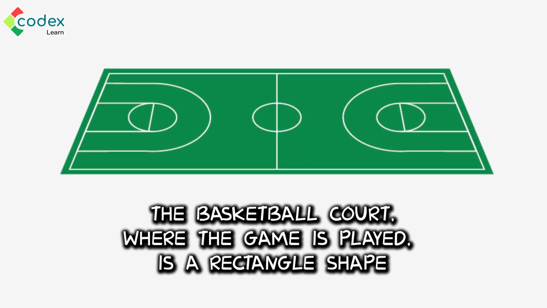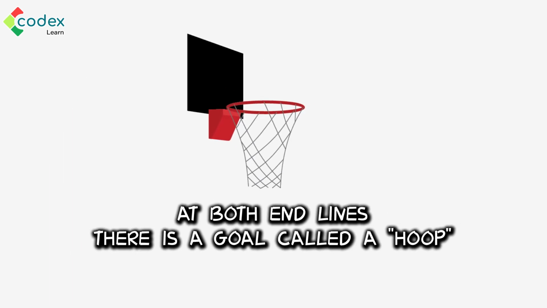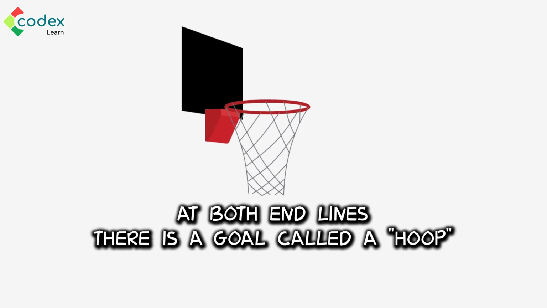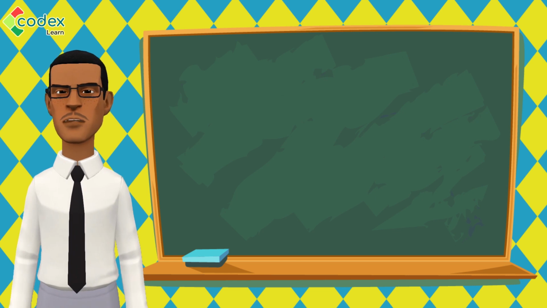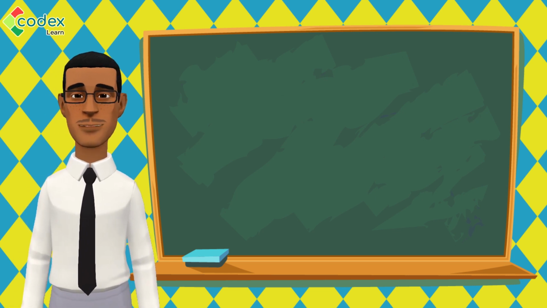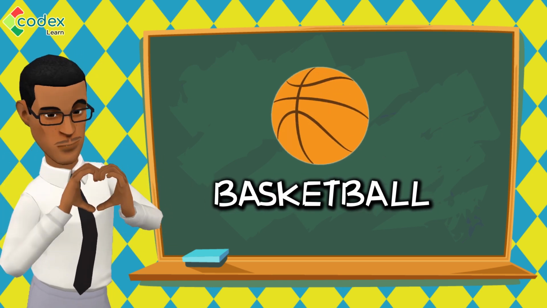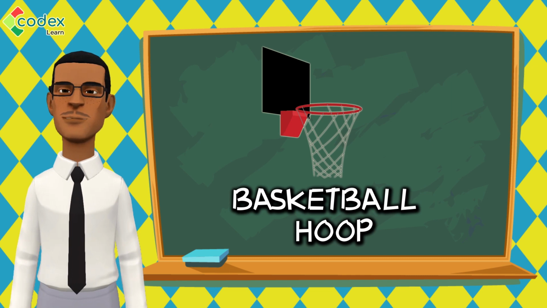The basketball court where the game is played is a rectangle shape, and at both end lines there is a goal called a hoop in the shape of a circle basket with the bottom cut out. In each game of basketball, these things are required: basketball, basketball court, basketball hoop, and backboard.